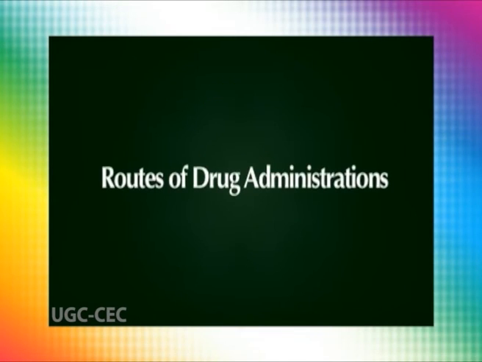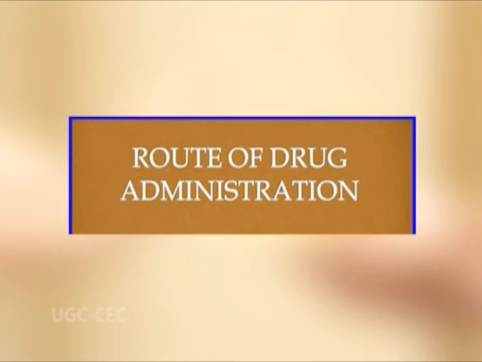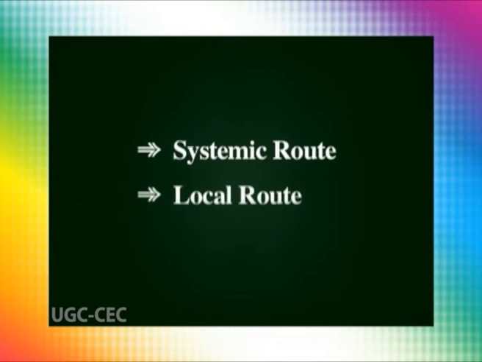Now we will discuss the routes of drug administration. A drug will produce its action only when it enters the body, tissue, or cells, that is, the site of action. So the entrance through which a drug is delivered is called the route of drug administration. There are various ways of administering a drug or a chemical to a site in a patient or animal from where the chemical is absorbed into the blood, and these include systemic route and local route.